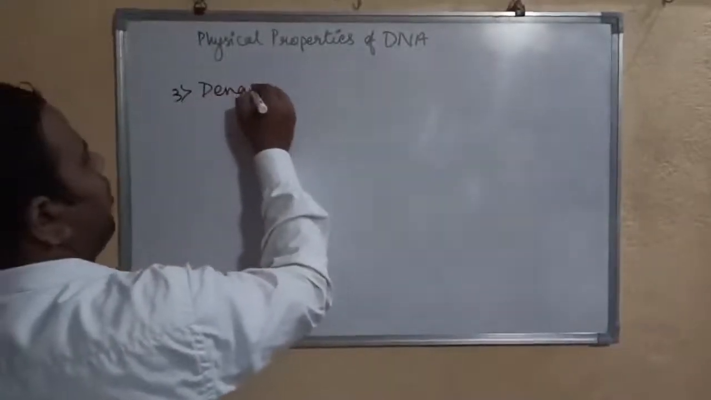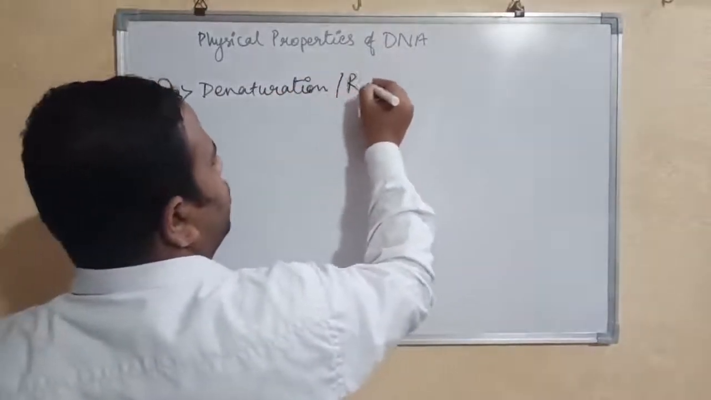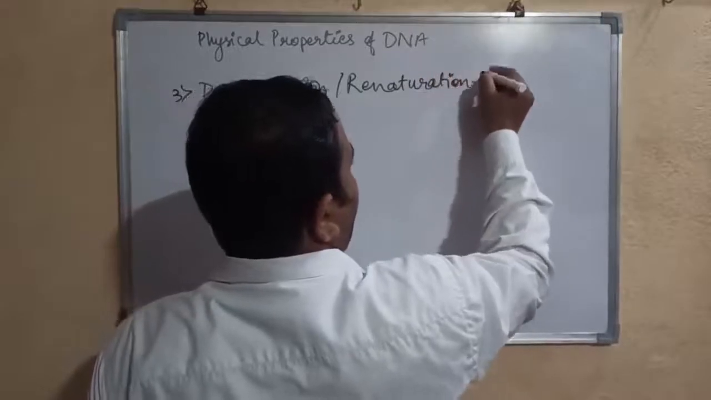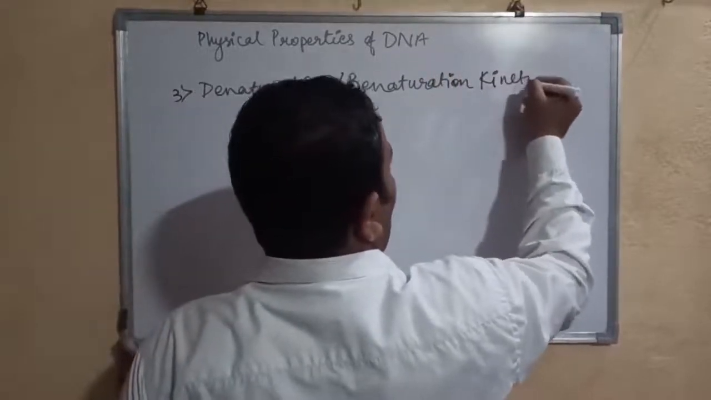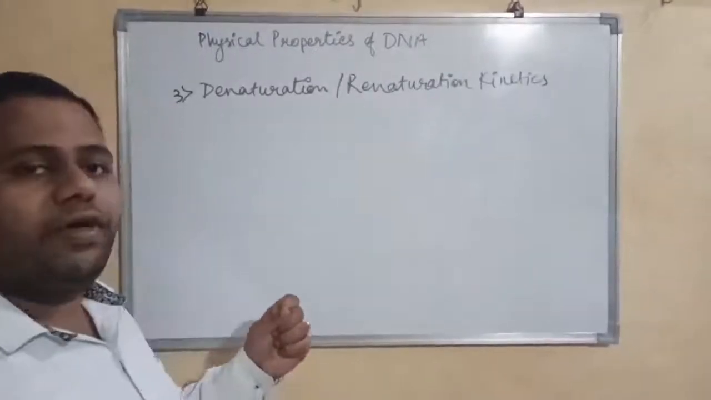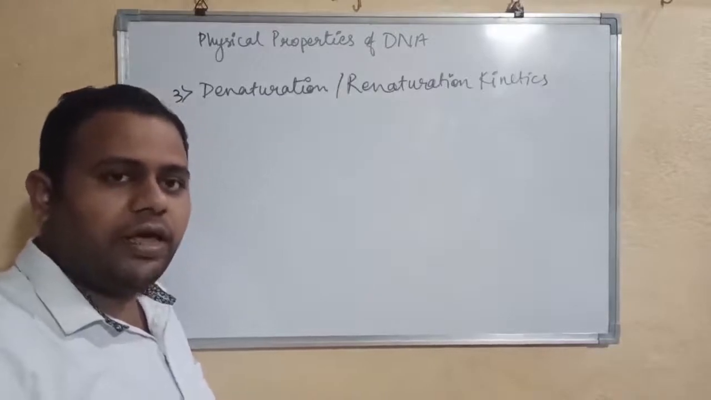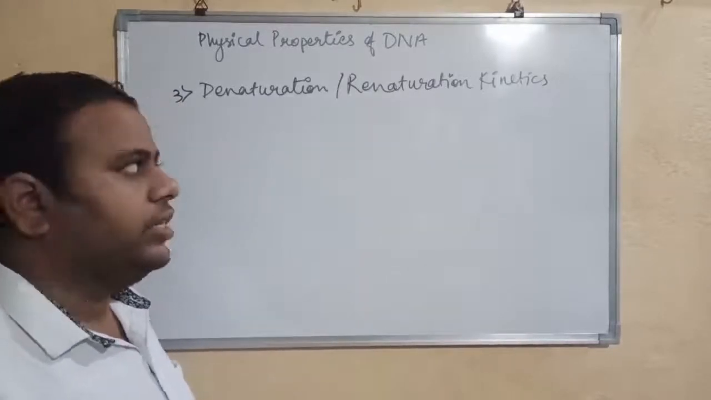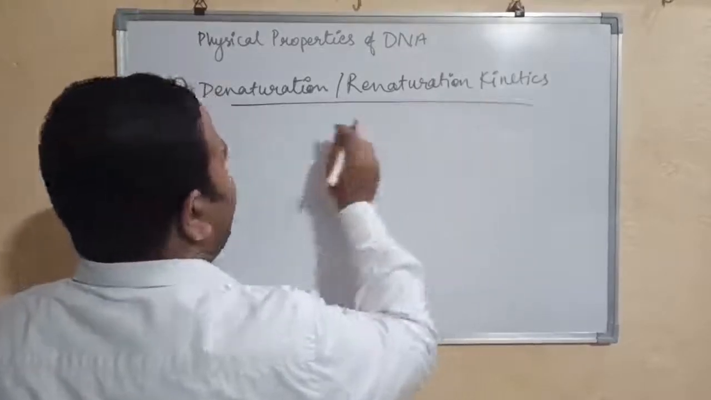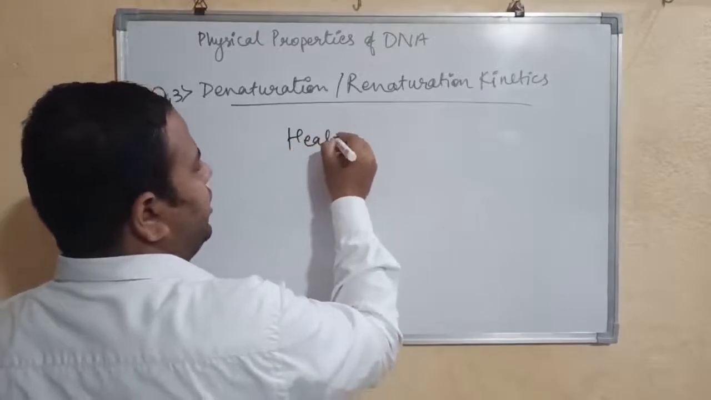That is denaturation and renaturation kinetics. So here we determine whether the DNA is complex or not, whether there is a presence of repetitive sequence in the DNA, and what is the GC content in the DNA. So there are different steps in determining the denaturation and renaturation kinetics. First of all, the DNA is heated.